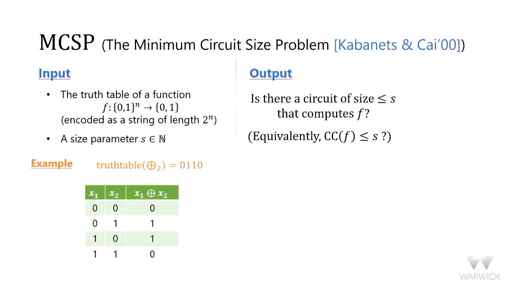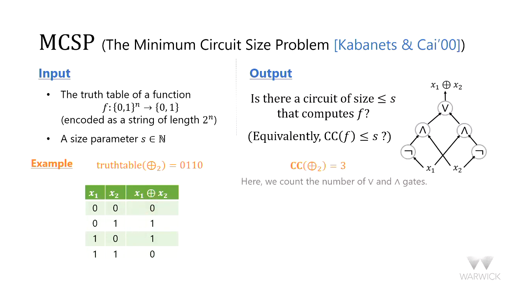For example, let's say you are given the 2-bit XOR function. The truth table of the XOR function is just the concatenation of all the outputs of the function. So in this case, the truth table is 0, 1, 1, 0. And given such a string, you want to decide what's the circuit complexity of the function. In this case, you can compute the XOR function by a circuit that looks like this. If you count the number of AND or OR gates, the circuit complexity is 3.